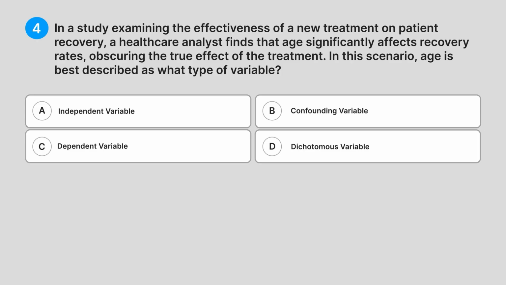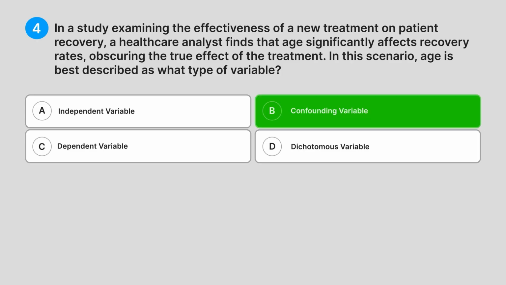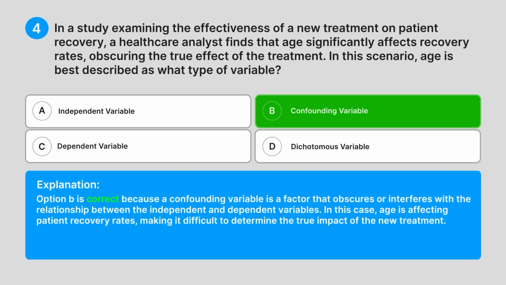Correct answer, B. Confounding variable. Explanation: option B is correct because a confounding variable is a factor that obscures or interferes with the relationship between the independent and dependent variables. In this case, age is affecting patient recovery rates, making it difficult to determine the true impact of the new treatment.